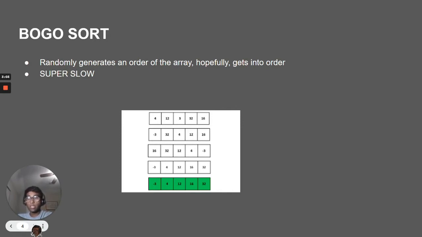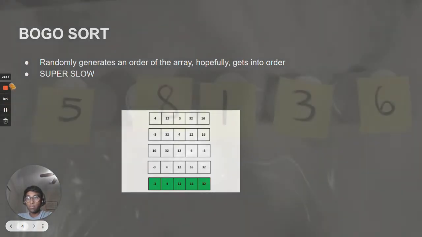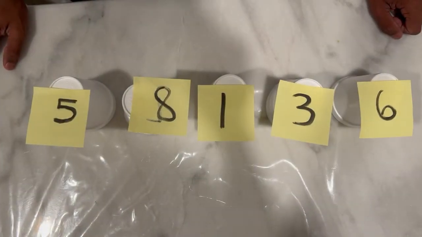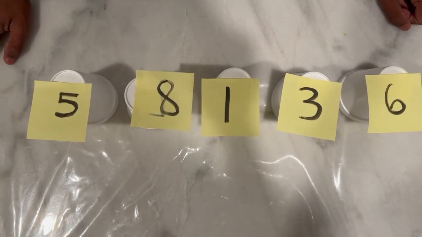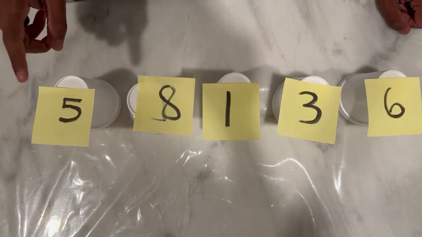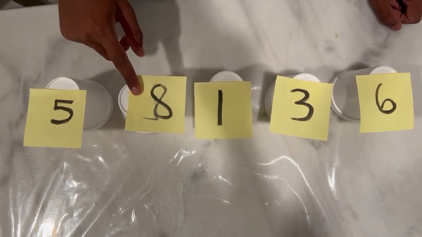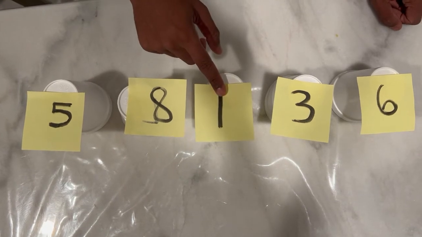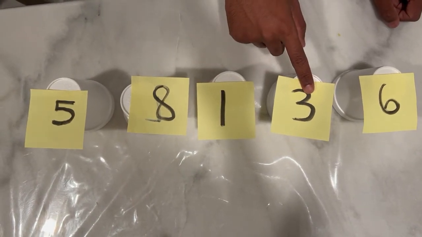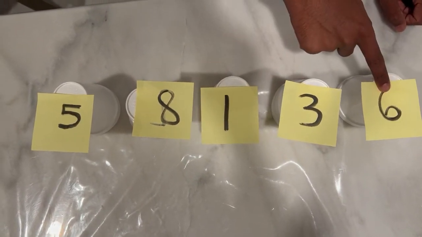I'm going to show you a demonstration of both of them using cups, and Mason's also going to explain the other two sorting algorithms. Okay, so here we're going to do selection sort. You can see we have a list array size of 5. At index 0 we have a 5, index 1 we have an 8, index 2 we have a 1, index 3 we have a 3, and index 4 we have a 6.